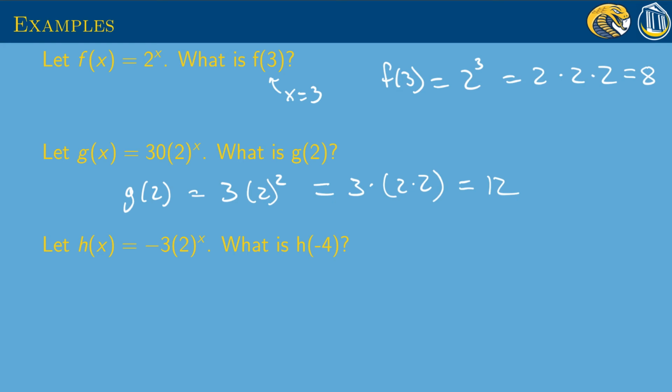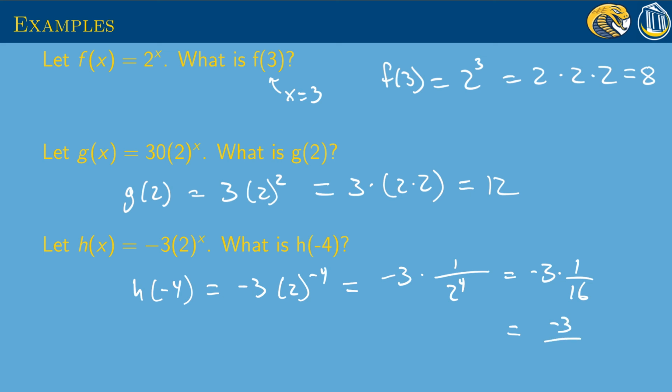Lastly, if we have h of x equals negative 3 times 2 to the x, and we plug in x equals negative 4, let's make that a little more clear. That'll be negative 3 times 2 to the negative 4. And according to our rule that we just defined, this is negative 3 times 1 over 2 to the positive 4. 2 to the positive 4 is 2 times 2 times 2 times 2, which is 16. And so we're looking at negative 3/16.